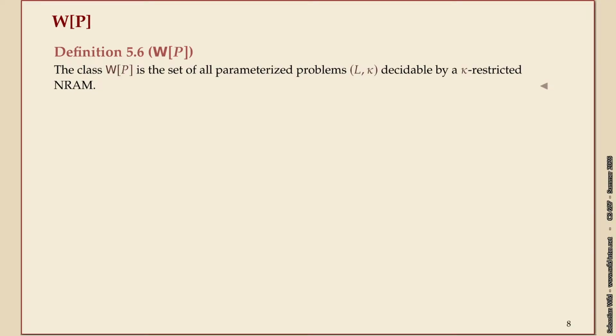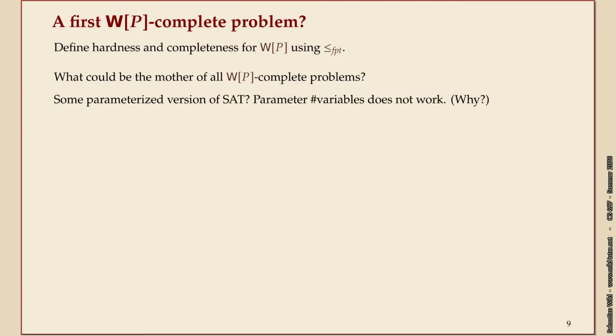Then we can define a new class of problems, which is called WP. And the naming will become a bit more clear in a moment. It's the class of all parameterized problems, L kappa, that can be decided by such a non-deterministic RAM. Exactly as we defined it, kappa restricted, which means FPT running time, FPT size of the registers, and at most a function of the parameter many non-deterministic guessing steps. Okay. That's a class of problems.